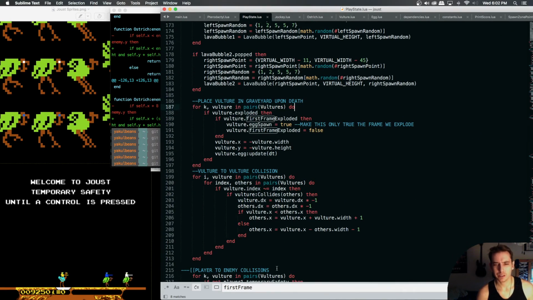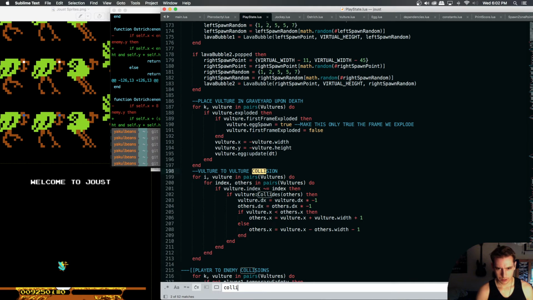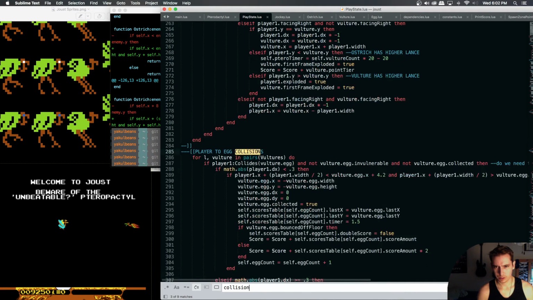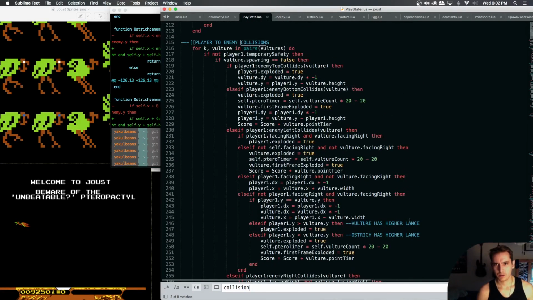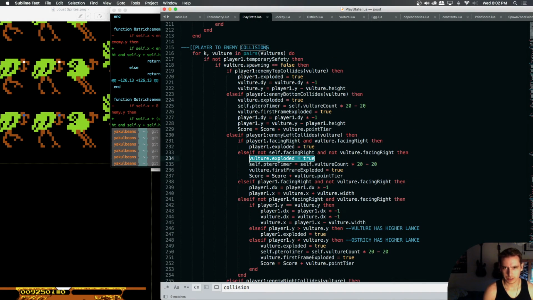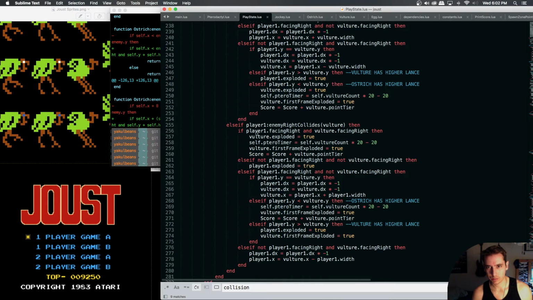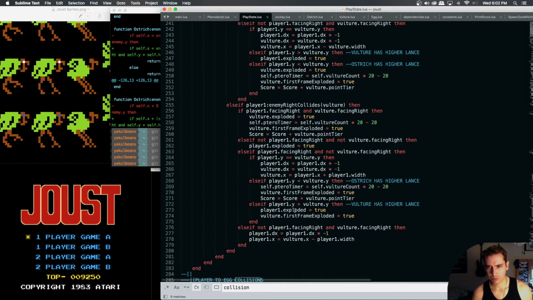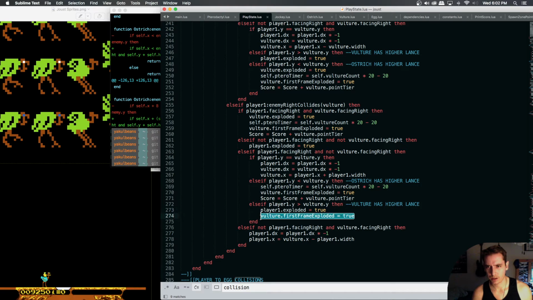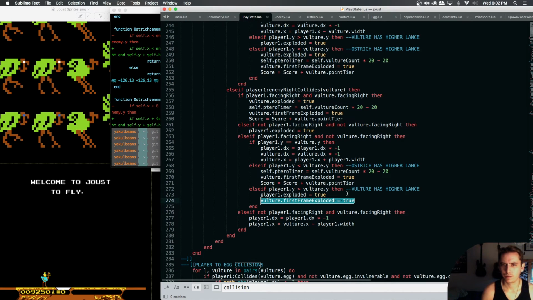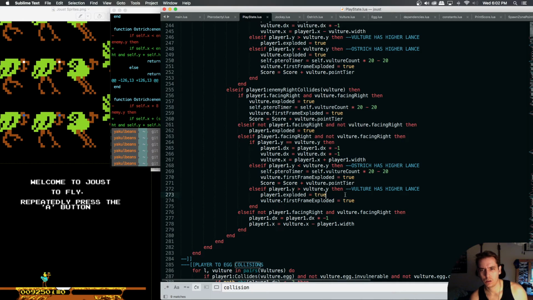Where am I even looking? Where is our enemy to vulture collision? Here. So look, we have this vulture dot gets exploded for all these other ones. But if we right collide, see our vulture's dot exploded, we explode our... This is so messed up. This is why we're messing this up. We've got vulture first frame exploded here, which is not right.